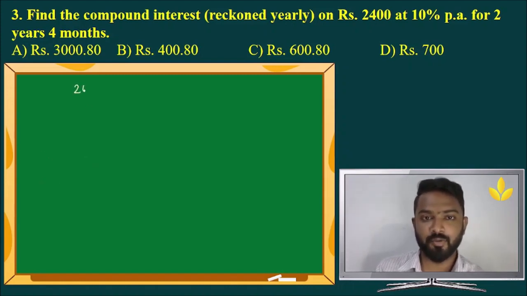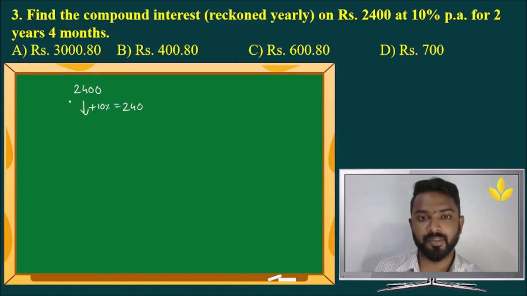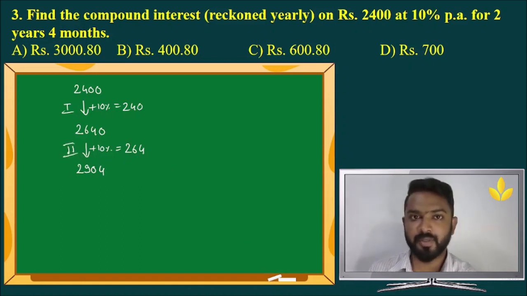We start with 2400. This first increases by 10%, that is 240. This is for the first year. That is normal. This plus this is 2640. Then this increases by 10%. This plus this is 264. This plus this is 2904. This is for the second year. So for the first 2 years it's pretty normal.